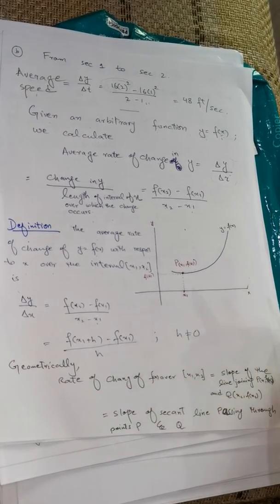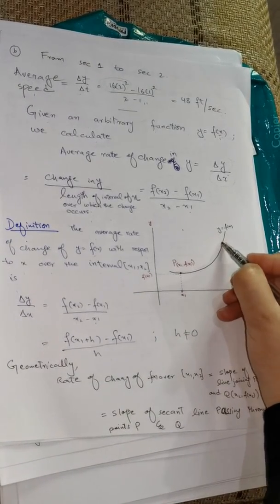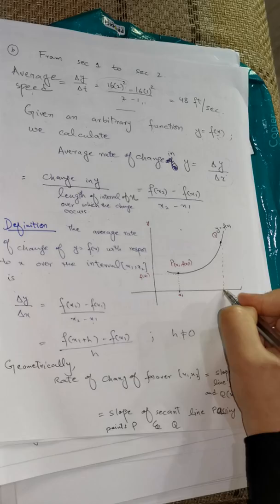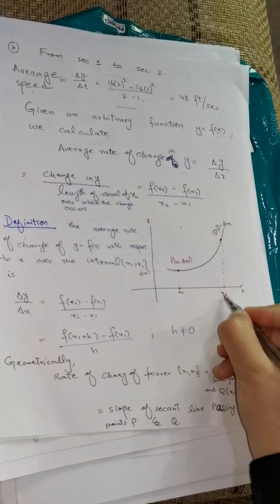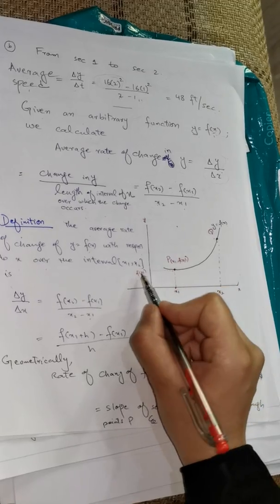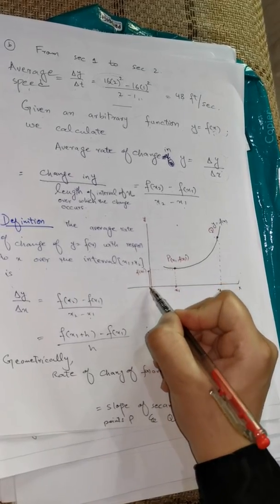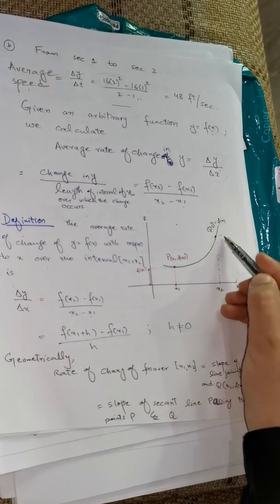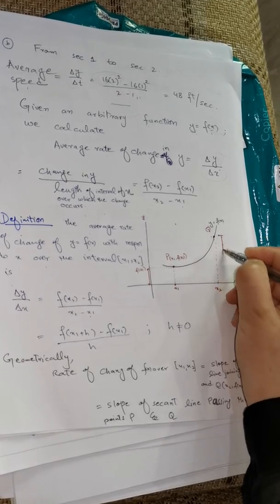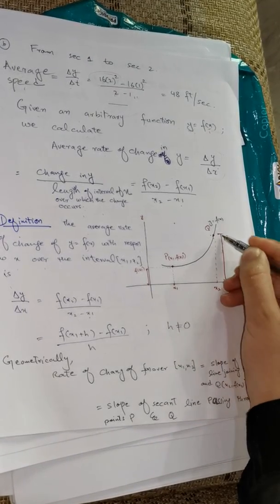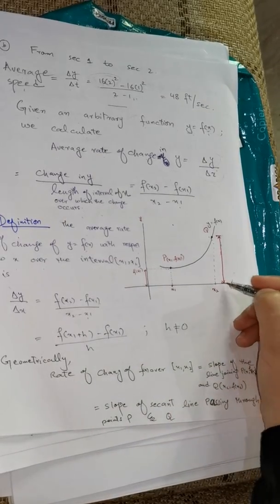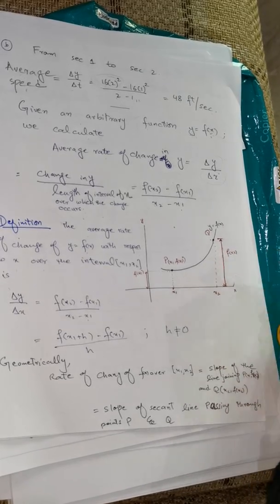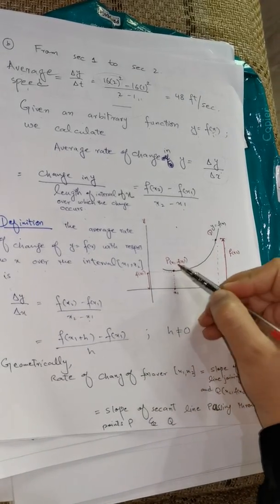And consider any neighboring point Q. Let's say point Q is here. Again draw a perpendicular on the x-axis at x2, and according to this the functional value f of x1 is basically the length of this part, and f of x2 is the length, parallel to the y-axis, from the x-axis to this point, f of x2. This one is f of x2. Join the points P and Q.